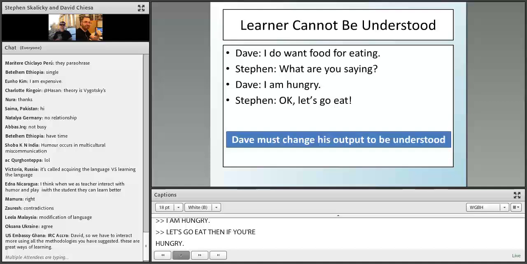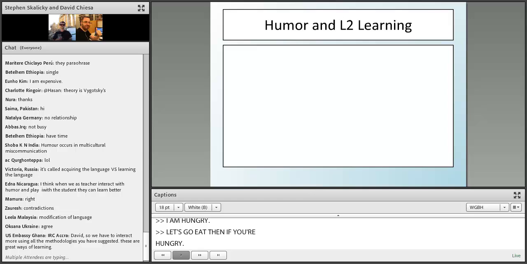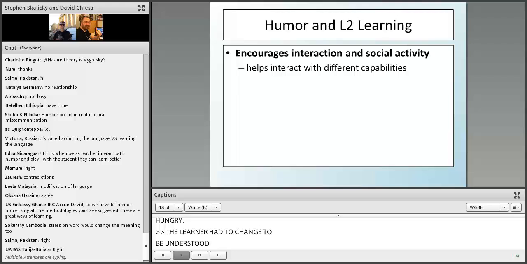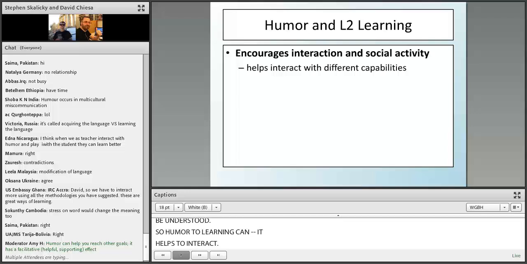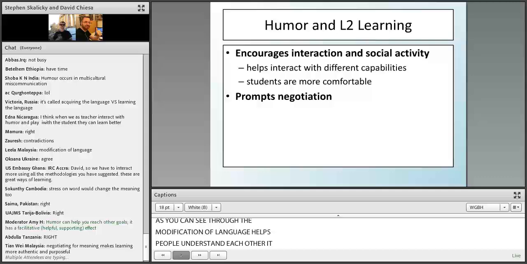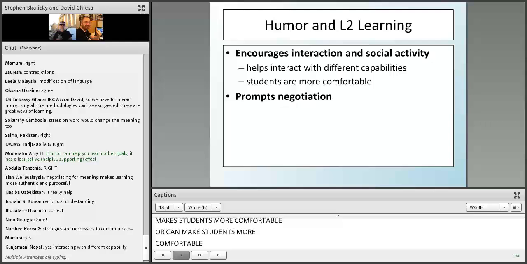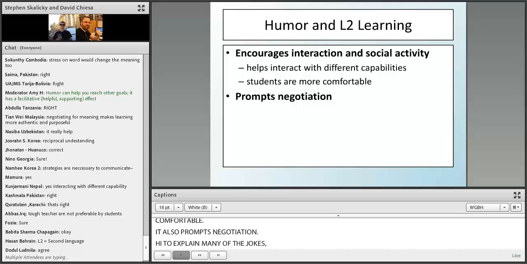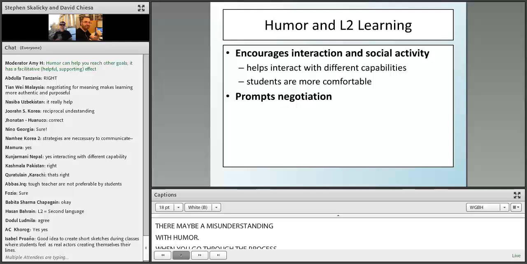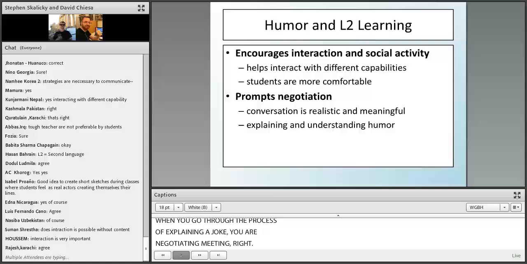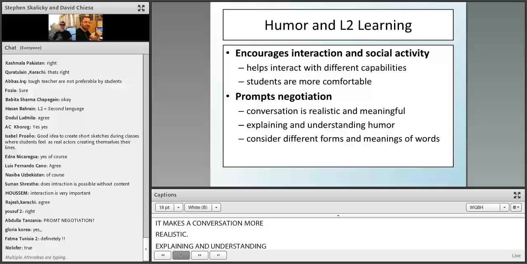So humor and L2 learning can encourage interaction and social activity. It helps people interact with different capabilities, which, as you can see through the modification of language, helps people understand each other. It makes students more comfortable, or it can make students more comfortable. It also prompts negotiation. I had to explain many of those jokes, right? So there may be some misunderstanding with humor, but when you go through the process of explaining a joke, you are negotiating meaning, right? It makes a conversation more realistic. Explaining and understanding humor helps negotiate the meaning, and it allows for learners to consider different forms and meanings of words.